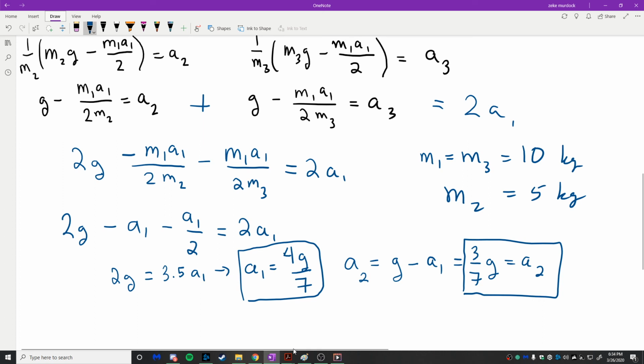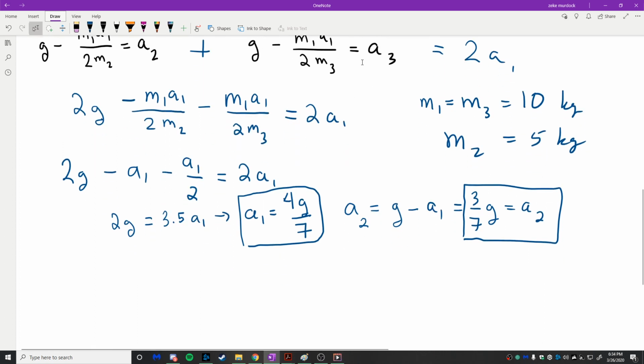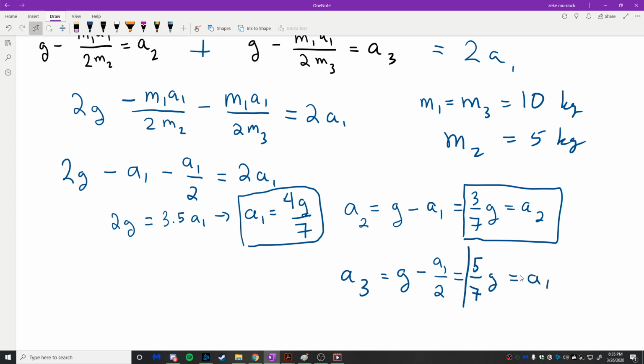And then for A3, that's our equation. And we have that A3 is equal to G minus, so M1 over M3 is A1 over A2. These are equal to each other. M1 and M3 are equal to each other. So this is going to be G minus A1 over 2. So that's 4 sevenths divided by 2 is 2 sevenths. So G minus 2 sevenths is going to be, and that's the answer.